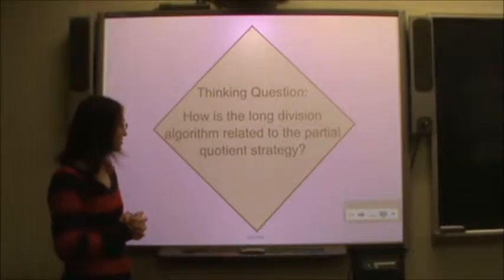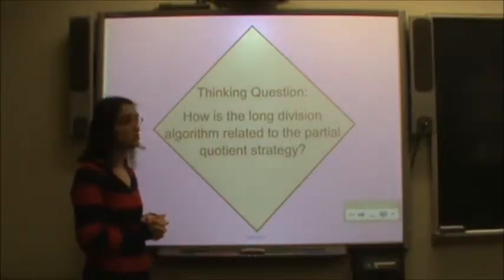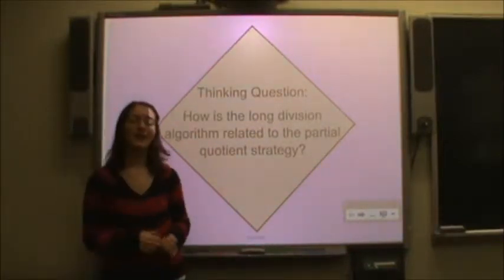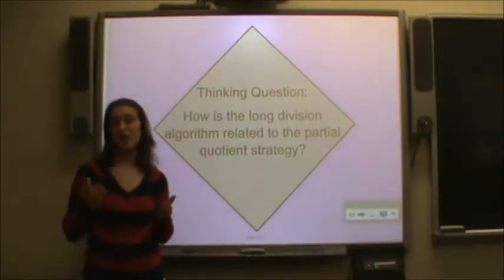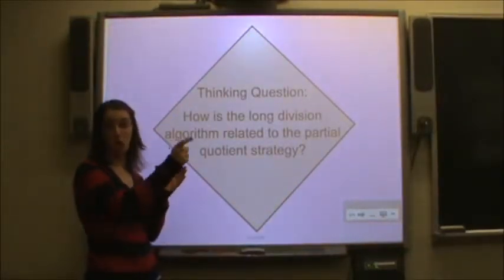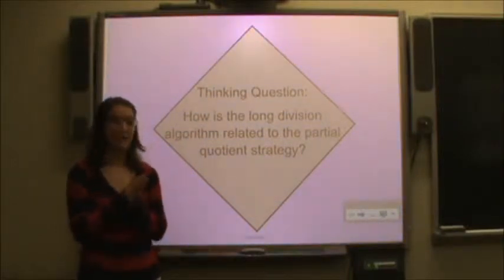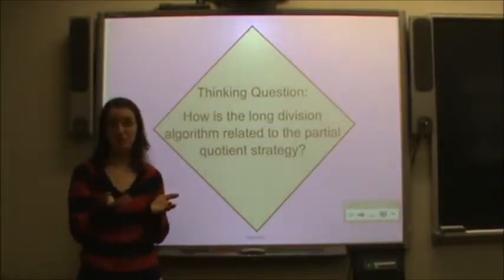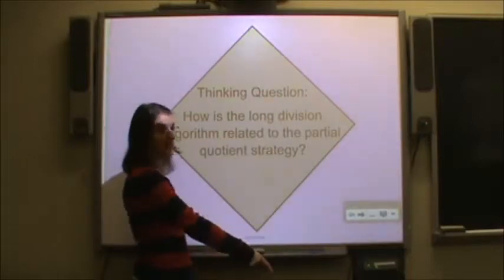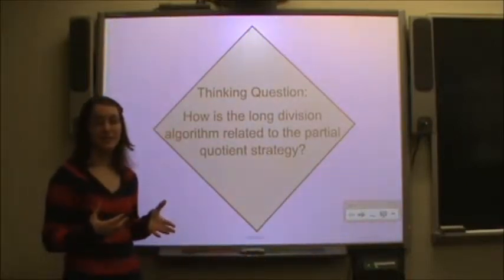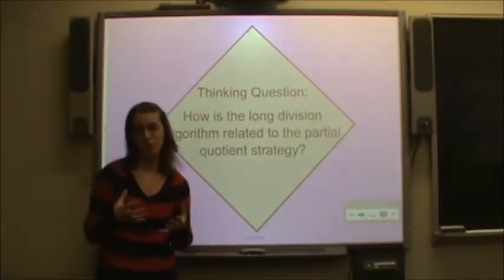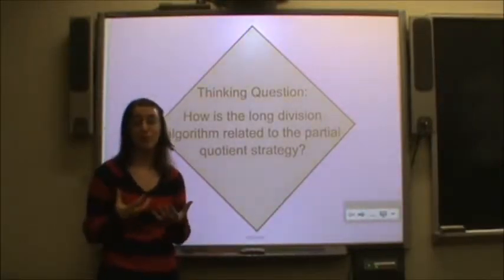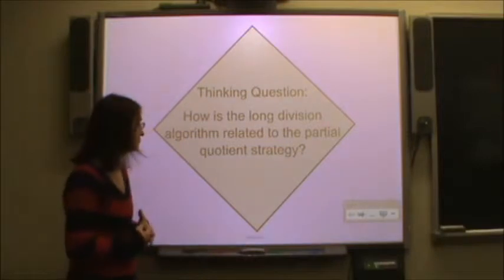So how is the long division algorithm related to the partial quotient strategy? It's related because we're still creating partial quotients, we're just not doing it and showing all of the numbers at the same time. In the partial quotient strategy, you list them all down in a column, but in the traditional algorithm, you're just doing it piece by piece and you're pushing it all together before that last step.